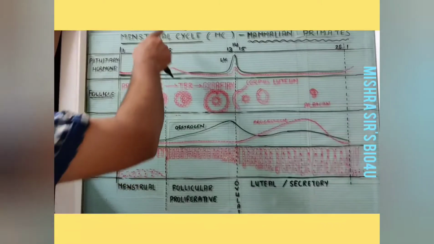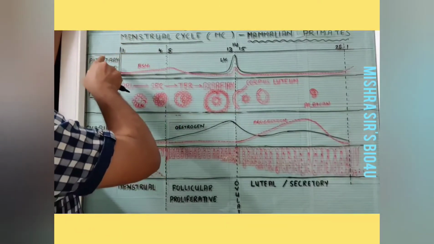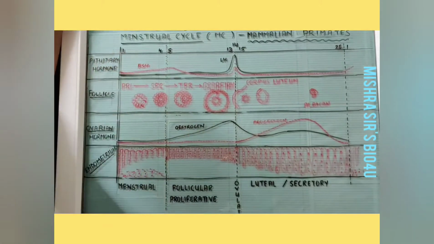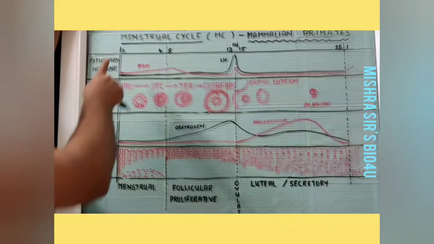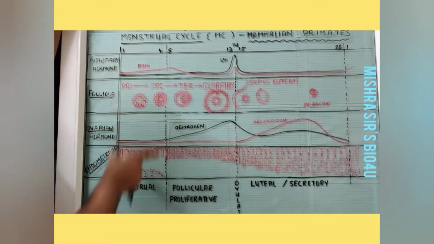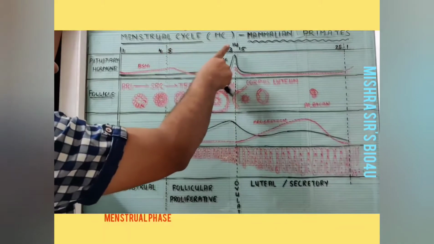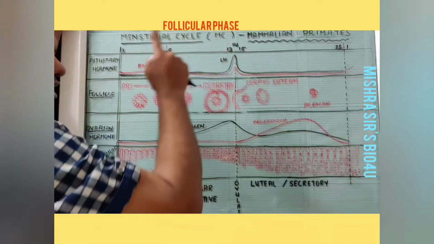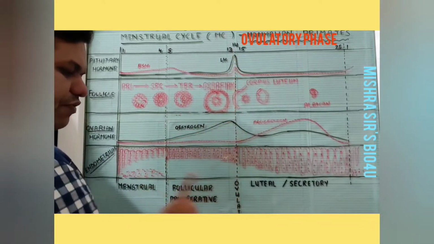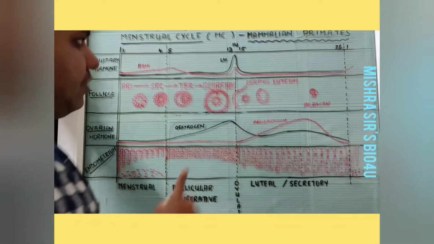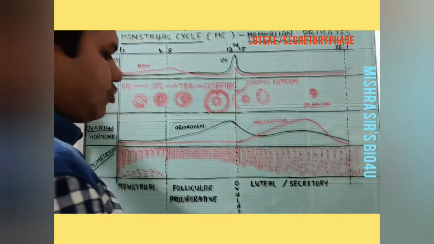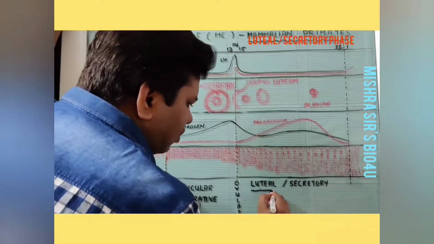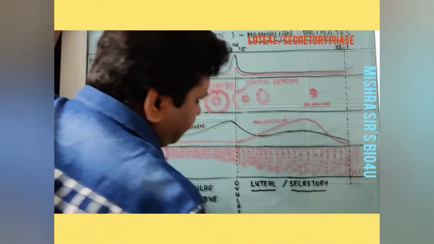In humans, a normal female reproductive cycle is 28 days, which is divided into 4 phases. Day 1 to 4 is called the menstrual phase. Day 5 to 13 is called the follicular or proliferative phase. The 14th day, a single day, is called the ovulatory phase, while day 15 to 28 is called the luteal phase or secretory phase.